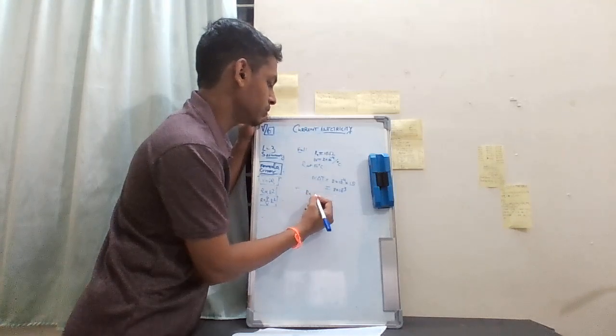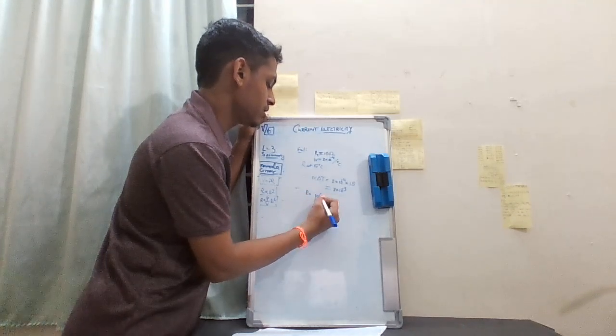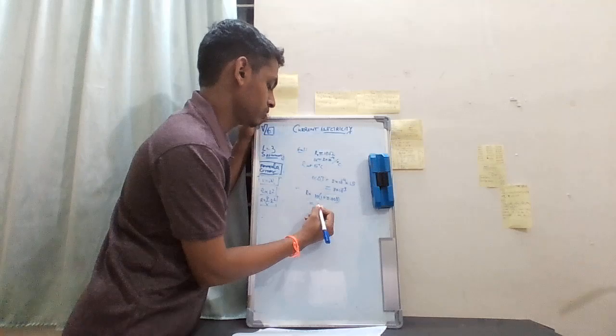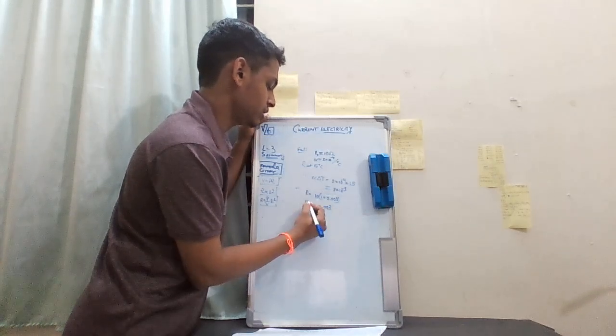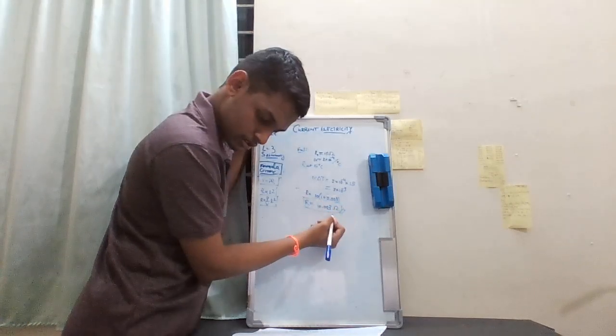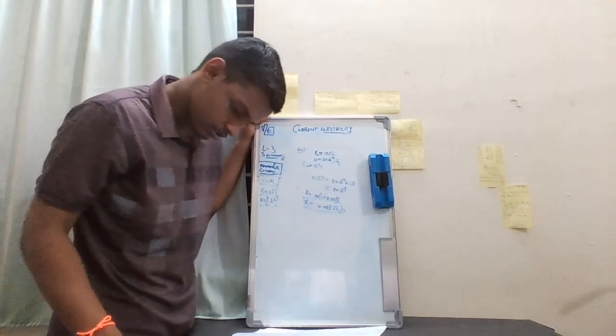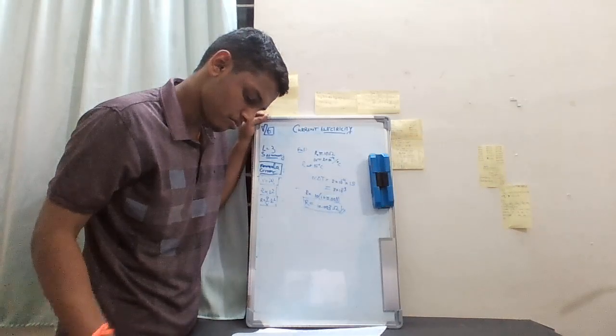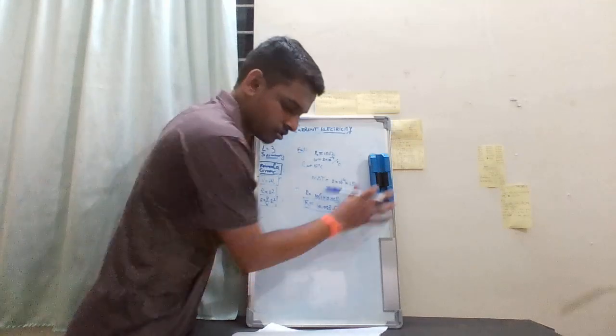R is equal to R naught, 10, times 1 plus 0.003, so 10.003. That's our new resistance.